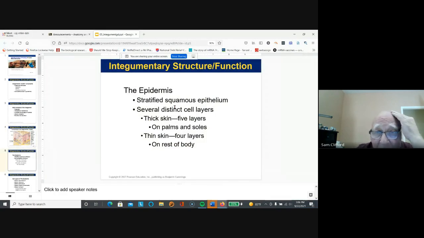So the epidermis is stratified squamous epithelium. That means that it is multiple layers. We'll enumerate or identify the multiple layers of thick skin, which will have 5 layers. Thick skin is on the palms and the soles. The thin skin is on the rest of the body. So if we look at the epidermis on your upturned palms and the bottom of your feet, you'll have 5 layers.